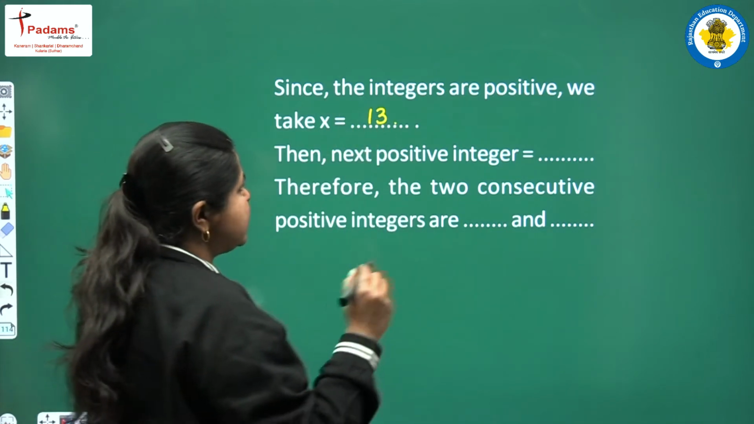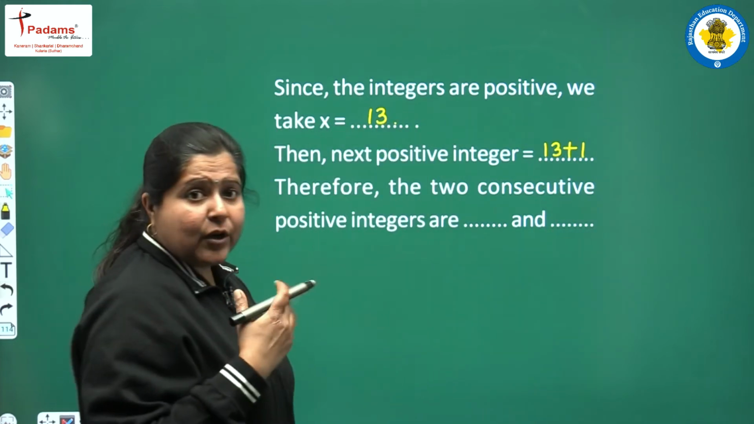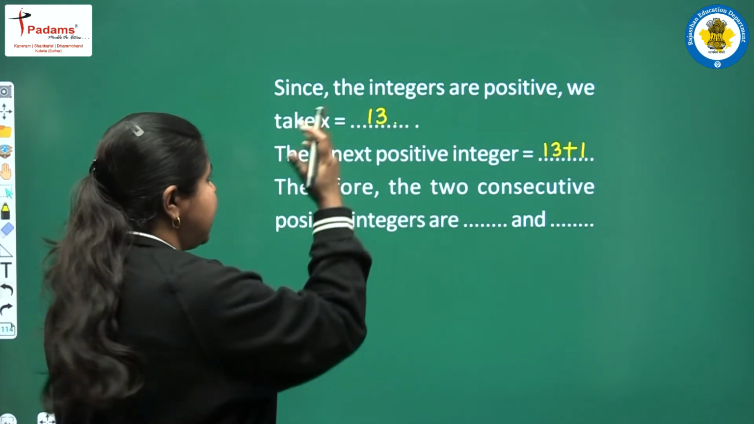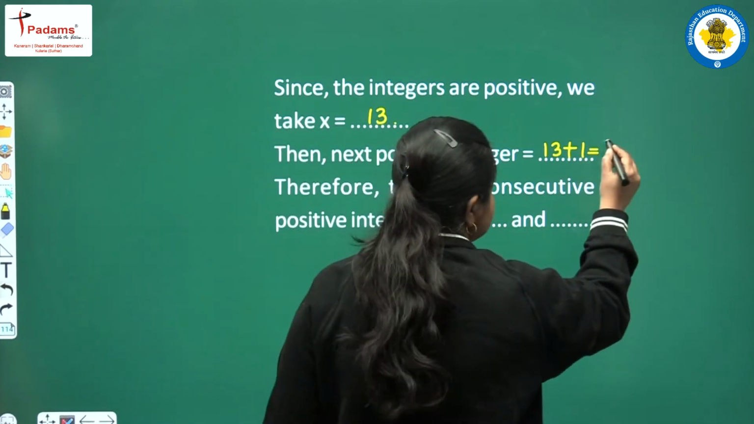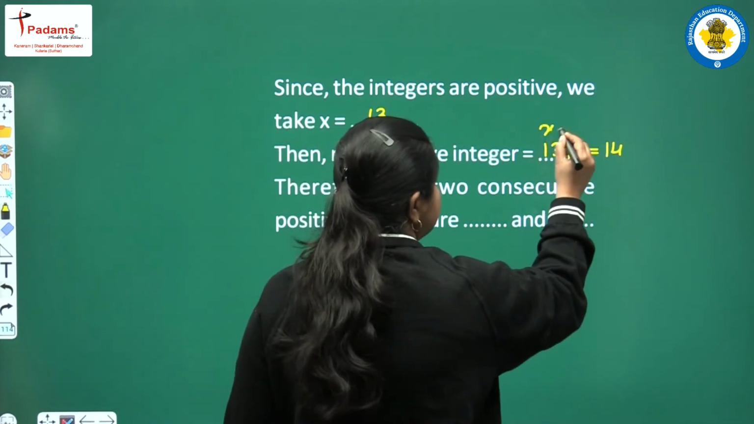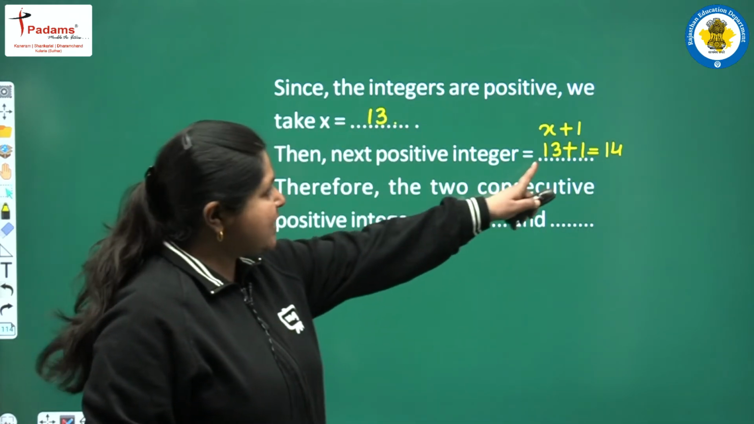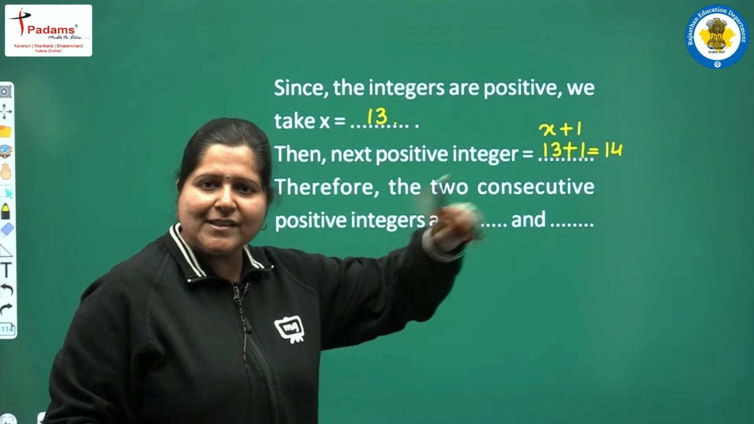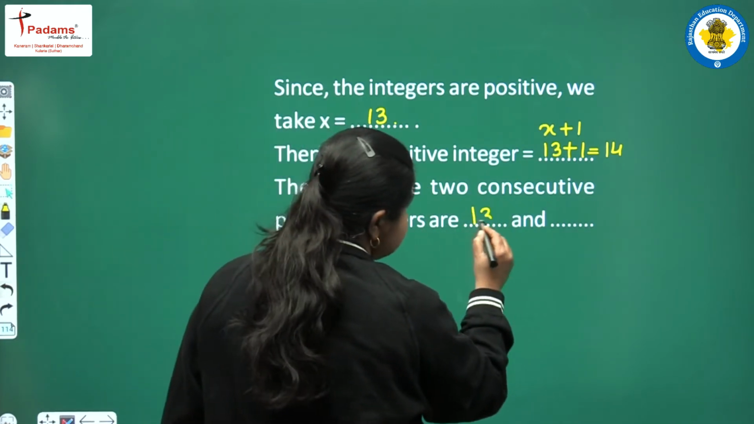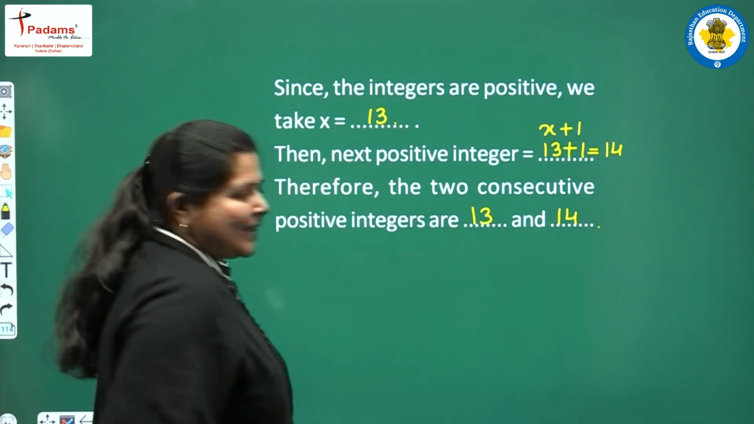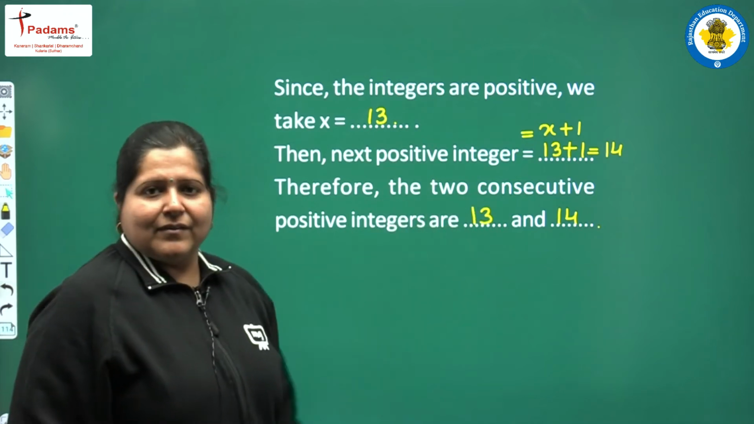the next positive integer will be 13 plus 1. क्योंकि हम बात कर रहे हैं कॉन्जिक्यूटिव इंटीजर्स की, तो अगर एक इंटीजर है 13 तो अगला कैसे मिलेगा, +1 करके, and this will be equal to 14. हमने बात भी की थी कि नेक्स्ट इंटीजर इज x प्लस 1 और यहाँ हम x ले रहे हैं 13, तो नेक्स्ट इंटीजर हो जाएगा x प्लस 1, that is 13 plus 1 which is 14 now. Therefore the two consecutive positive integers are 13 and 14. Got it? Let me write one equality sign also here so that the work is fair.